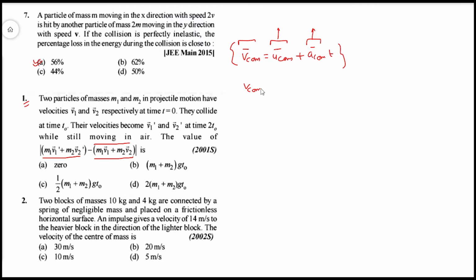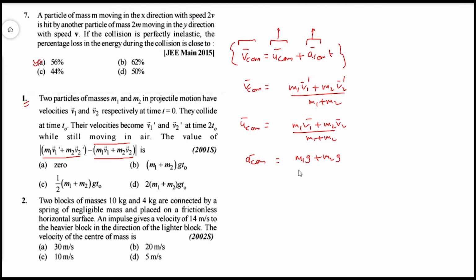So v com after the collision is going to be m1 v1 dash plus m2 v2 dash divided by m1 plus m2. Let's calculate u com, the initial velocity of the center of mass, that is m1 v1 plus m2 v2 divided by m1 plus m2. All these are in vector form. Okay, so this is a vector, this is a vector, and this is also a vector. Okay, let's calculate a com. A com is m1 times the acceleration of the first guy, that is g downward, plus m2 times the acceleration of the second guy, that is g downward, divided by m1 plus m2, and that just gives you g.